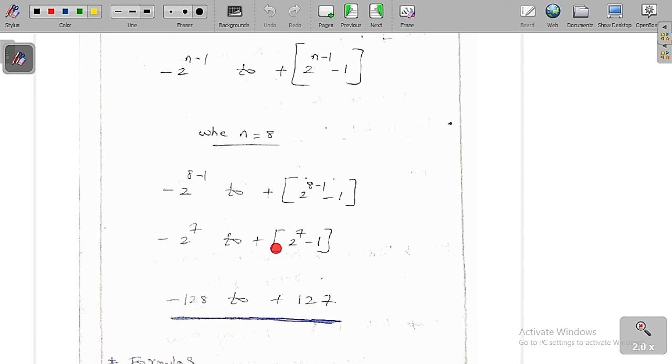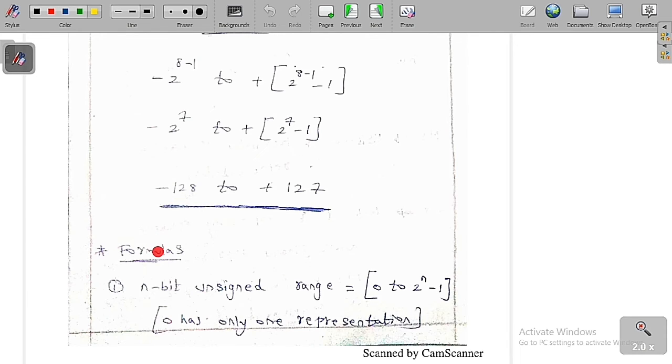So minus 2 to the power of 7 to plus 2 to the power of 7 minus 1, which is minus 128 to plus 127. So this is the representation of decimal integers that can be represented with the help of 8 bits in the 2's complement representation, which is minus 128 to plus 127.